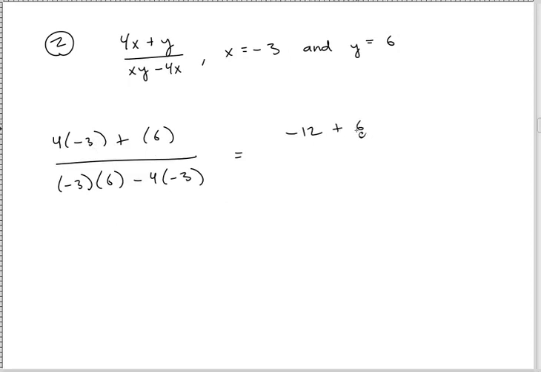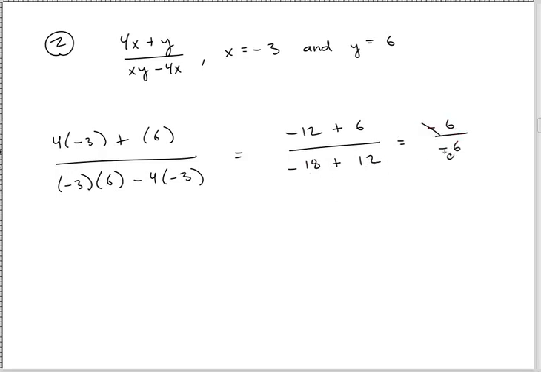And then we got plus 6. Over here we have the negative 18. And if you notice down here, 2 negatives make a positive. And again, 4 times 3 is going to be a 12. So in the top, what we actually have here is going to be a negative 6. And in the bottom here, what we actually have is a negative 6.